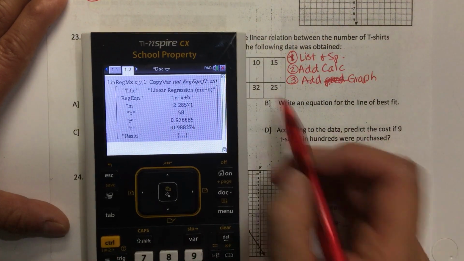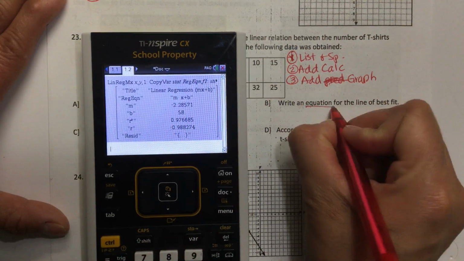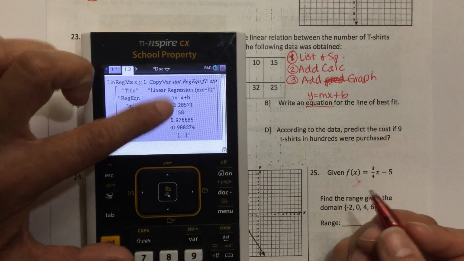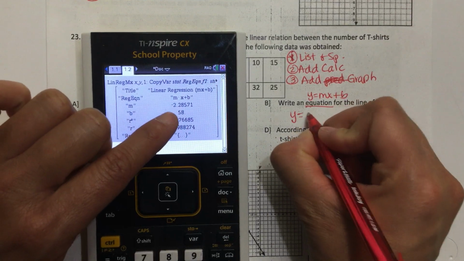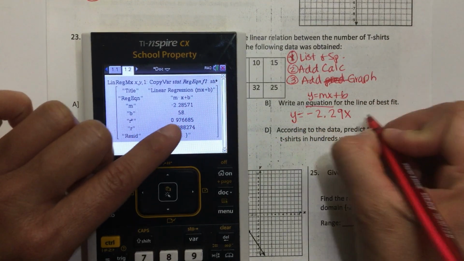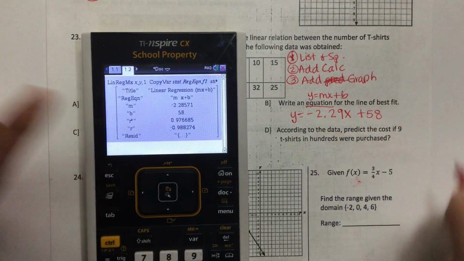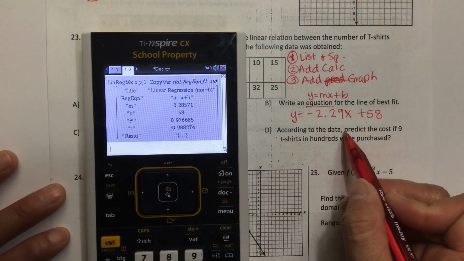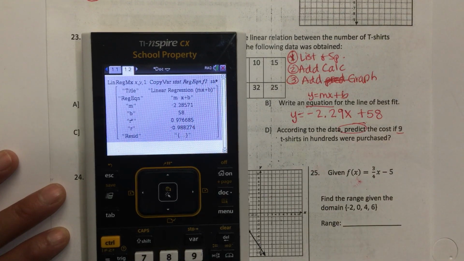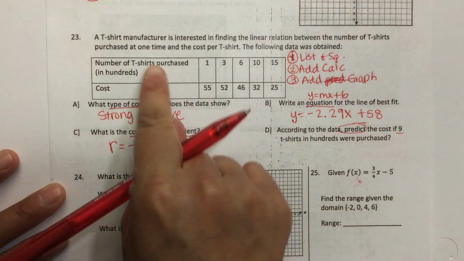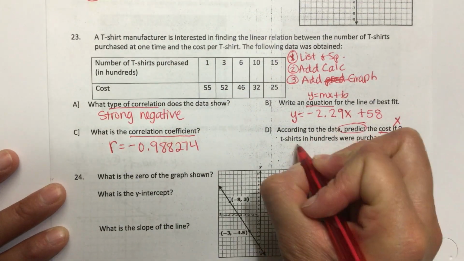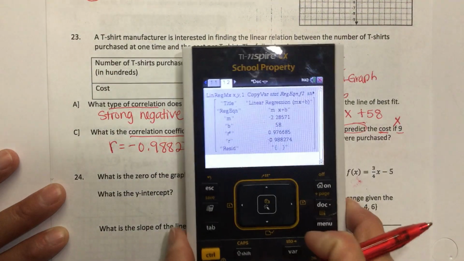Letters B and D. Write an equation. When you write your equation, you write it as y equals mx plus b, and we can round. Y equals negative 2.29x plus 58. Letter D, according to the data, predict the cost if 9 t-shirts and hundreds were purchased. So 9 t-shirts represents your x. We're going to find the cost, so we're going to find the y value.